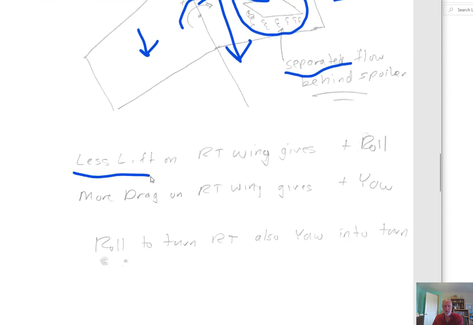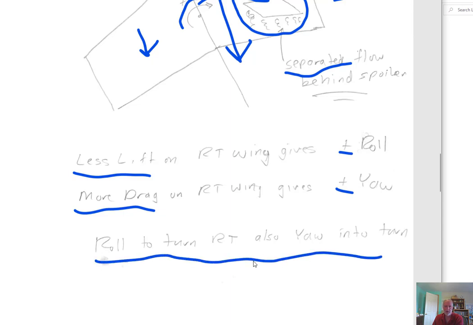And this is the description: less lift on the right wing, more drag on the right wing, and so you get positive roll and positive yaw. So you roll to turn and you also yaw into the turn. So that's a good thing.